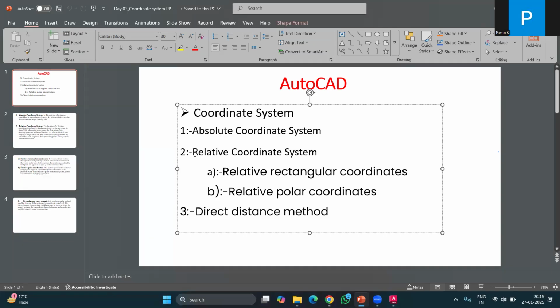Relative means with respect to, in reference to the previous one. The relative coordinate system is of two types: relative rectangular coordinate system and relative polar coordinate system. Rectangular means x and y coordinates, and polar means something in reference to the angle.